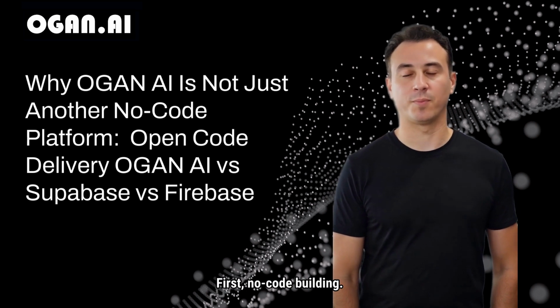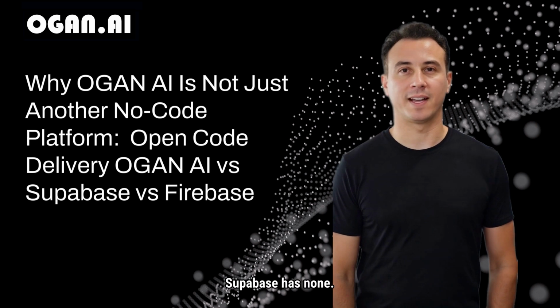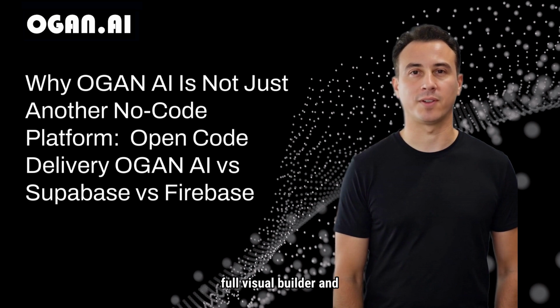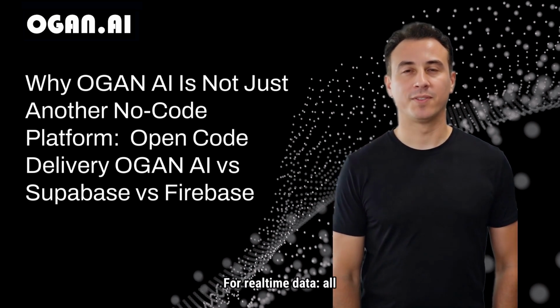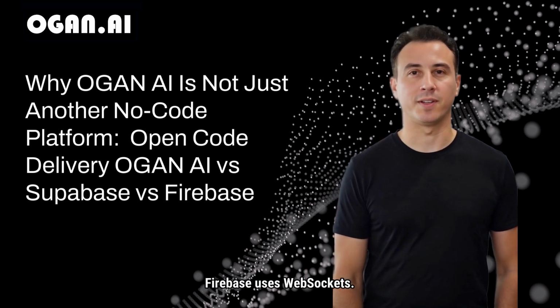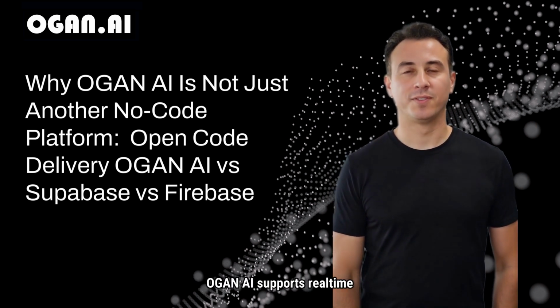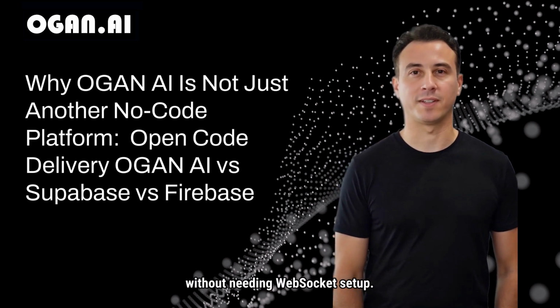First, no-code building. Firebase has limited support. Supabase has none. OGAN AI offers a full visual builder and even prompt-based creation using AI. For real-time data, all three support it. Firebase uses WebSockets. Supabase uses Postgres, triggers, and channels. OGAN AI supports real-time database and API updates without needing WebSocket setup.